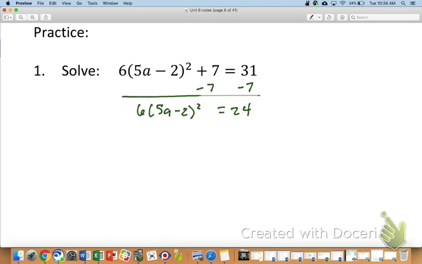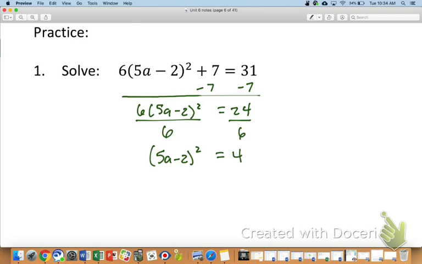Remember, the first step is to get the squared quantity isolated. Is the squared quantity all by itself right now? Oh, you have to divide by 6. Divide by 6. Do you see it? All right. So if I divide both sides through by 6, I get (5a minus 2) squared equals 4.